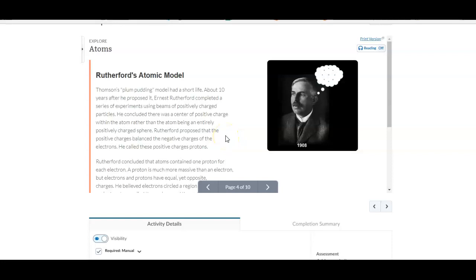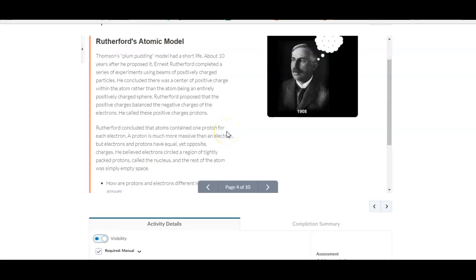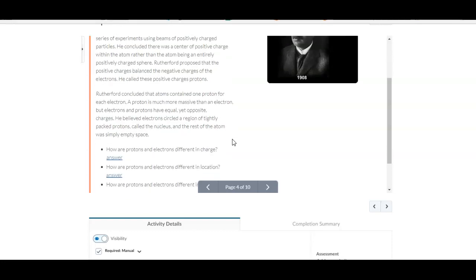He called these positive charges protons. Rutherford concluded that atoms contained one proton for each electron. A proton is much more massive than an electron, but electrons and protons have equal yet opposite charges. He believed electrons circled the region of tightly packed protons, called the nucleus, and the rest of the atom was simply empty space.